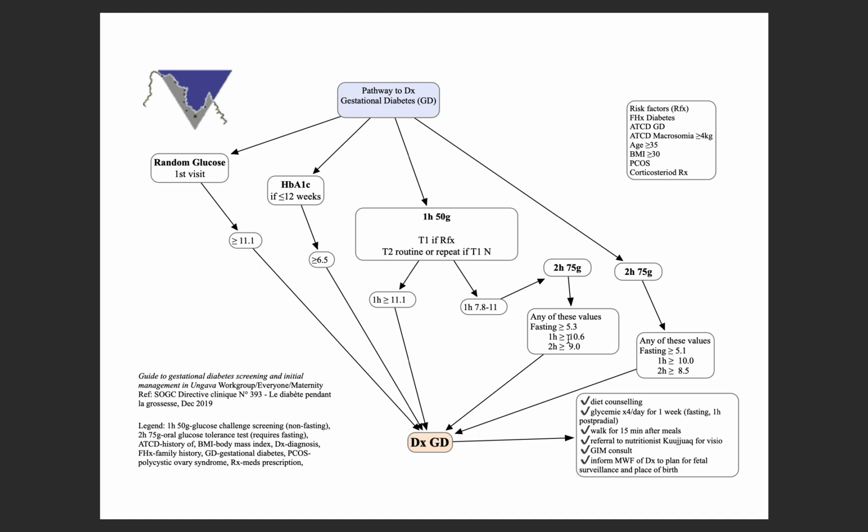If these values are elevated, she goes on directly to a diagnosis of gestational diabetes. We're done testing her for it, and now we're going to start to manage the case.